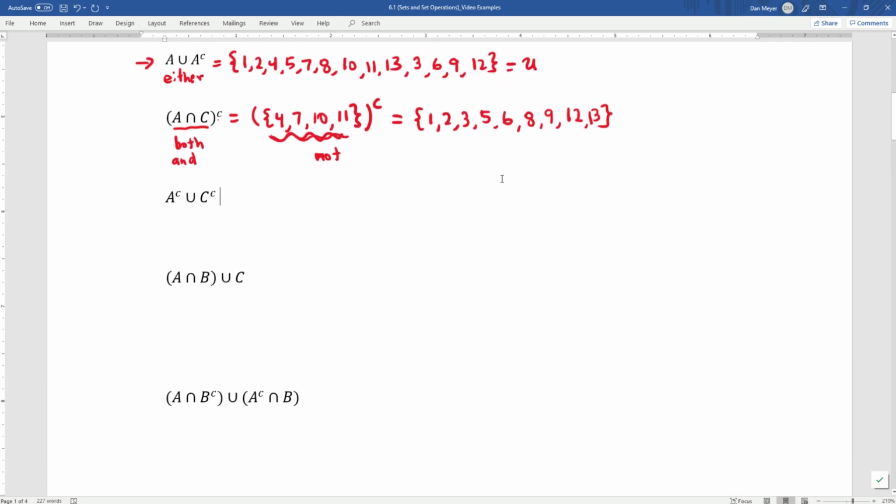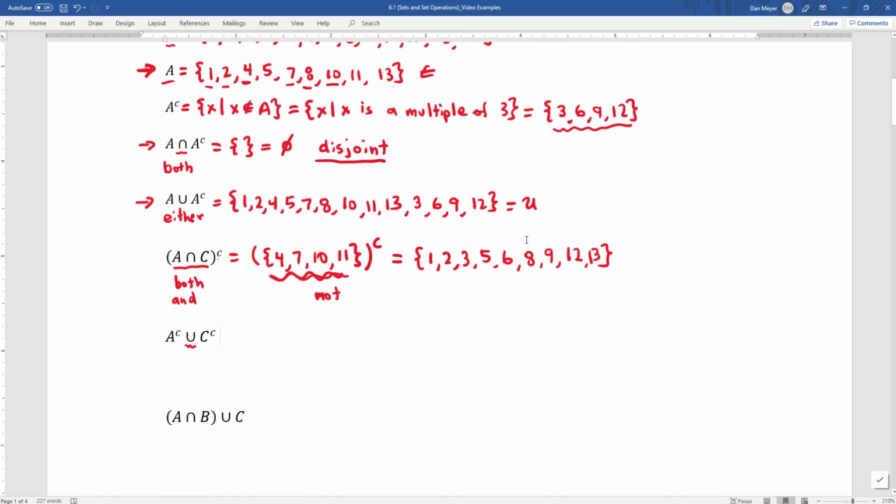We want the union of A complement, there's the union right there, A complement with C complement. Now, just like with algebra, where you learned PEMDAS, where aside from parentheses, exponents are the first thing that you look at, we can think about that the same way with these complements. We want to do the complements first and then find their union. All right, so I think we already found A complement somewhere. Yeah, we did it up here. A complement was 3, 6, 9, 12.